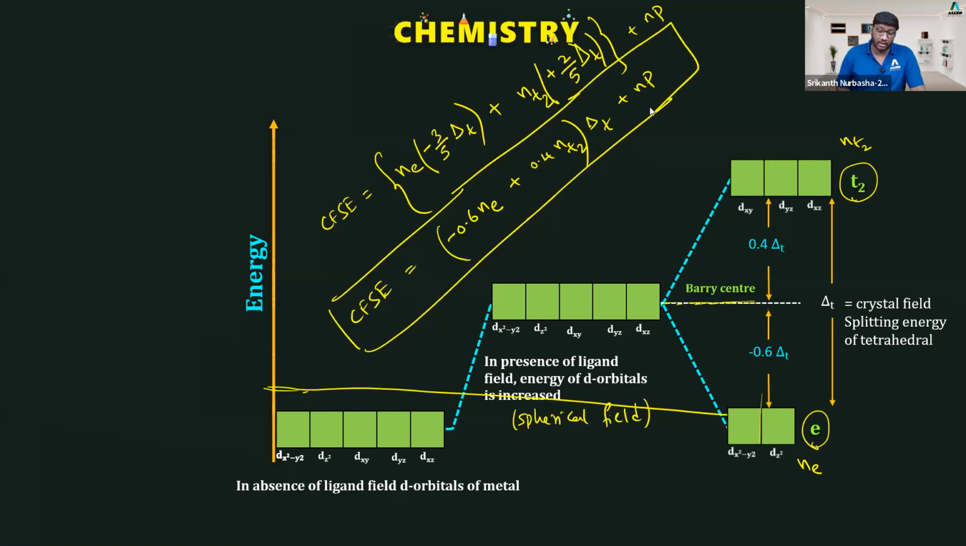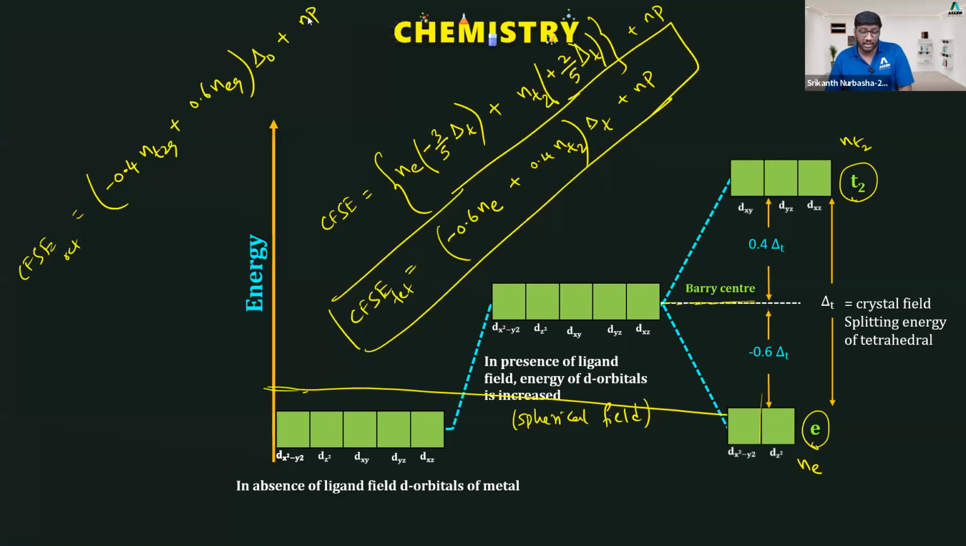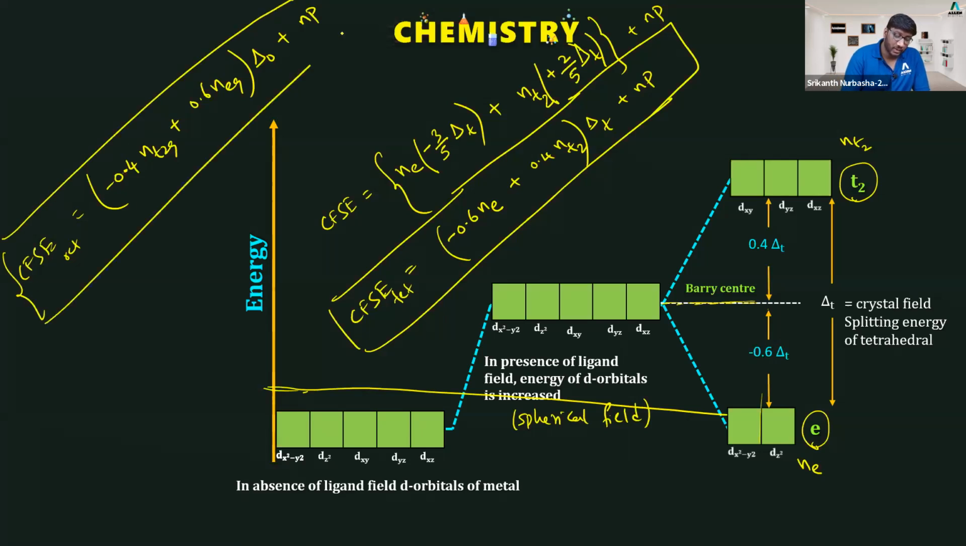If you look at octahedral, what is happening, students? In octahedral, it is minus 0.4 Nt2g plus 0.6 Neg whole delta naught plus Np. The only difference is whether you have the minus symbol or not. So if you multiply the octahedral expression throughout with minus, it becomes plus 0.4 Nt2 and minus 0.6 Ne, which is what we have in tetrahedral. Delta naught is replaced by delta T, plus Np. Because octahedral and tetrahedral splittings are reverse, that's why we have just opposite things. Is that clear? All of you note it down and let me know.